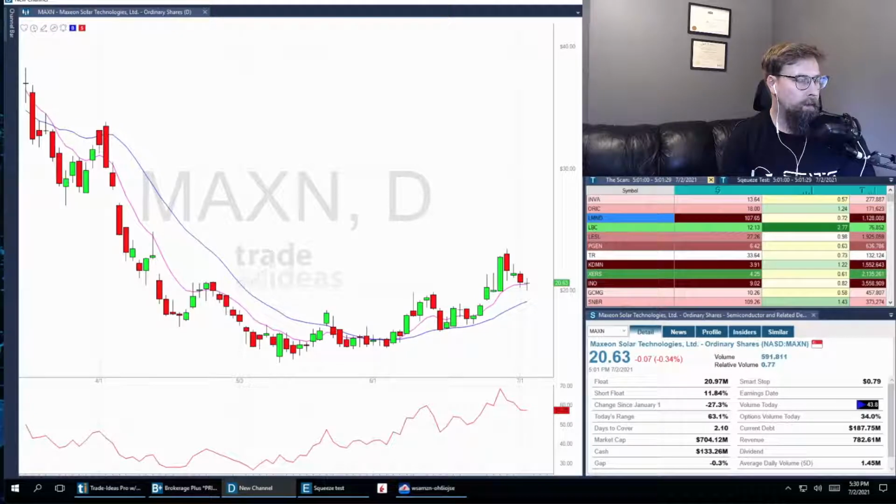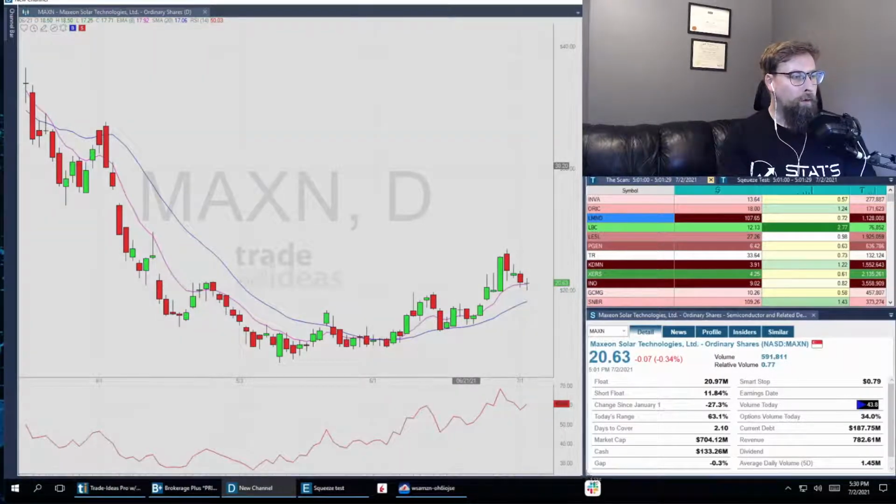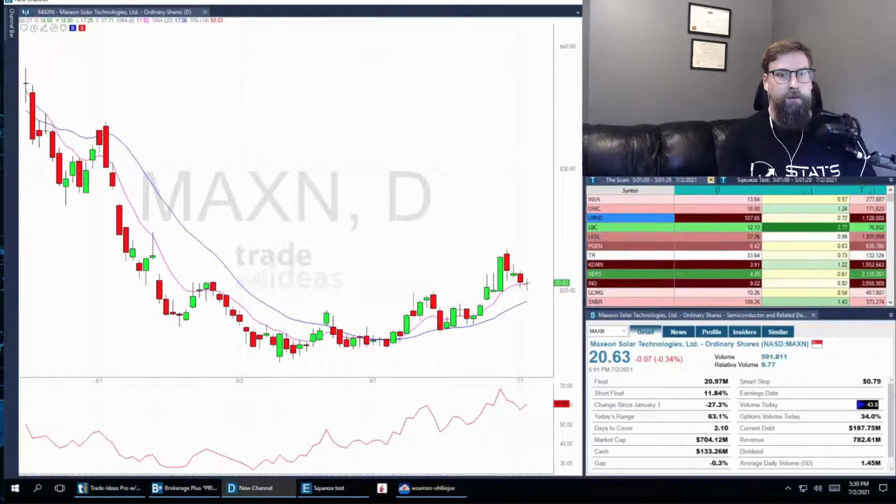MXIN. I know I traded this. I can't remember if I made on it or not, but I do like this as well. So basically just trying to do more trend continuation plays and less breakout plays. You'll notice me playing a lot more of this, the things pulling back. I kind of want to buy it into this pullback.